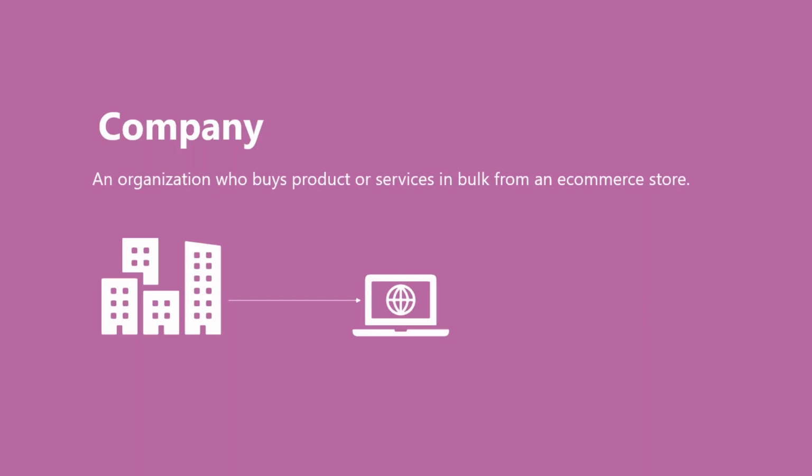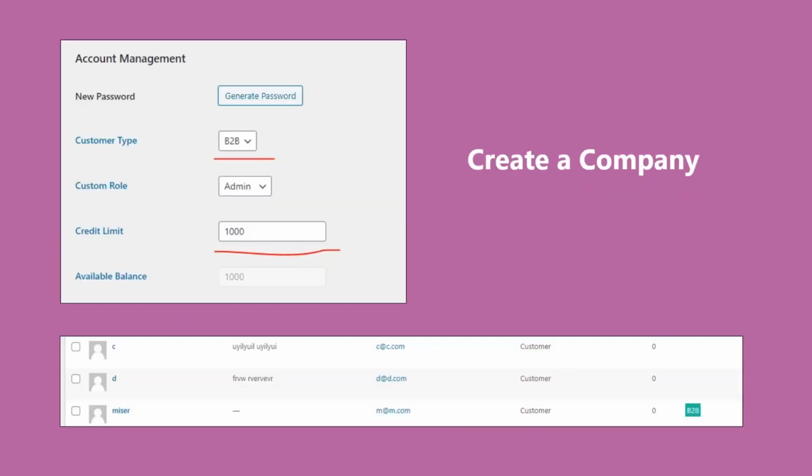Now, how to create a company in WooCommerce? It's very simple. We create a company the same way we create users. While creating users, you define two fields: one is the customer type as B2B, and the other is some credit limit. Regarding the credit limit, I'll discuss it in later slides. But once you define a user's customer type as B2B, that user automatically converts to a company. It will be listed under the users with a proper tag as B2B.